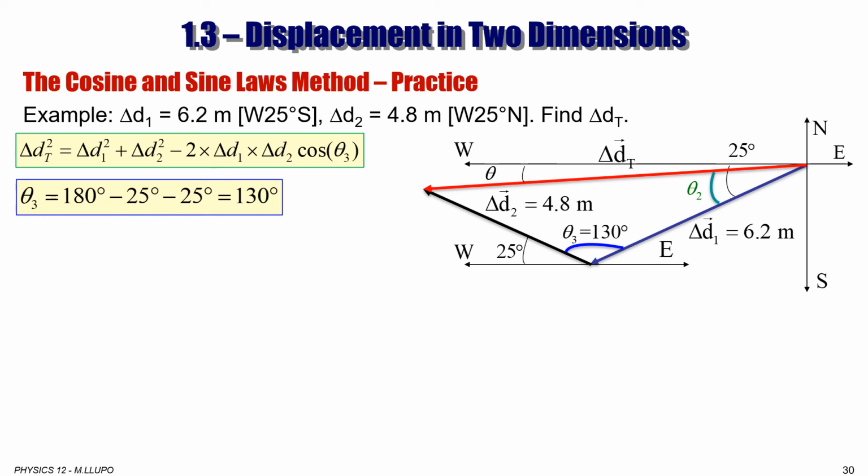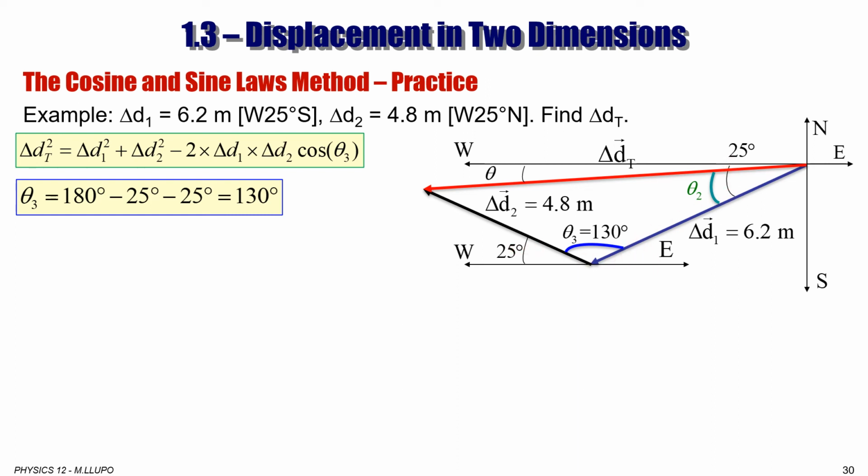Now, in order to do it, you need theta 3. So theta 3 is that angle between two displacement that we're going to add. Always is between two displacement that we add. Now, this one actually is 180. This is 25 because it's given. This would be 25 because this one is 25. So it happened to be both 25.